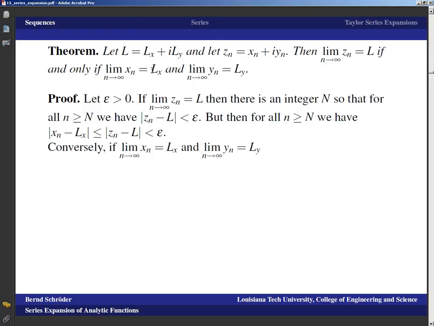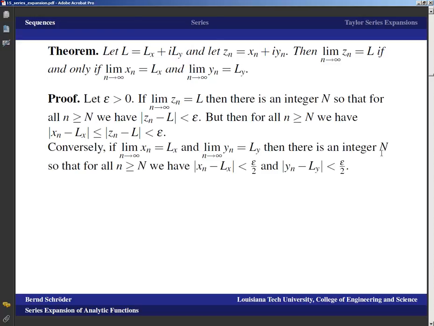Conversely, if the limit of the Xns is Lx and the limit of the Yns is Ly, well, then there is an integer N, so that for all n greater or equal capital N, we have that |Xn minus Lx| is smaller than epsilon halves, and |Yn minus Ly| is smaller than epsilon halves. Remember, in these epsilon proofs, sometimes you have to make choices so that things work out near the end. We know we can do that, and we'll see where the half comes from in just a minute.